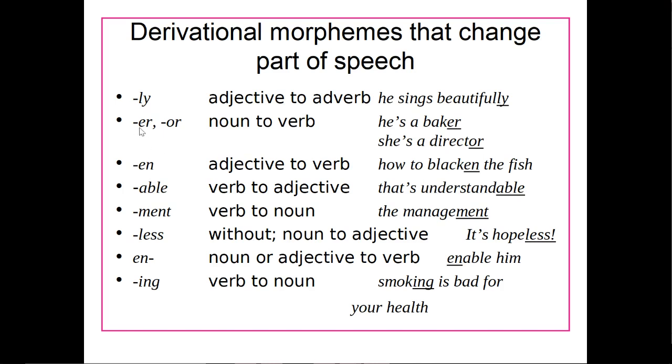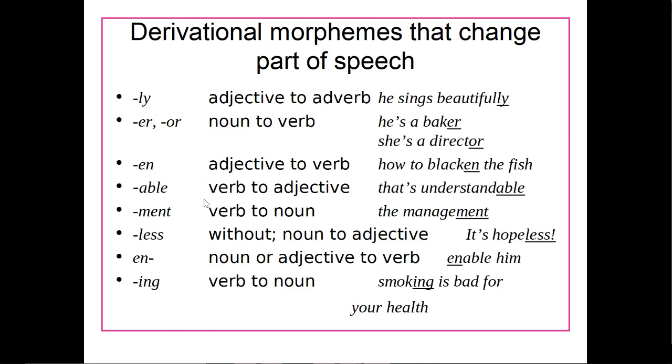Actually, so sorry, this er to or, that changes a verb to a noun rather than a noun to a verb. So bake changing into baker when we add on the er ending. So we've changed a verb into a noun rather than a noun into a verb. Okay, so adjective to verb, blacken.